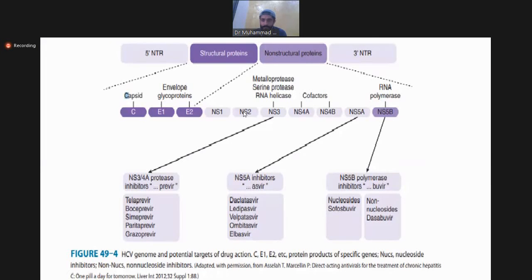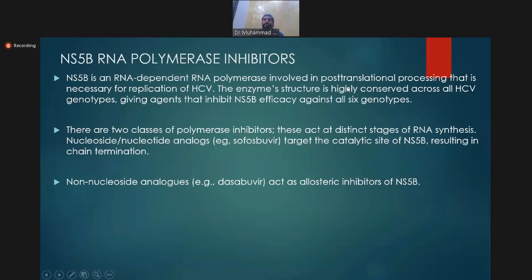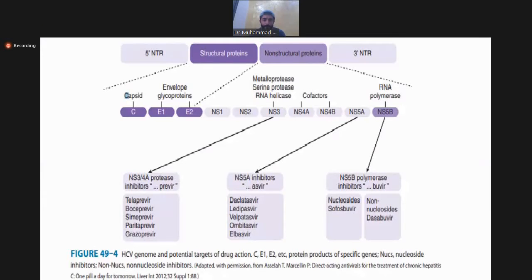As we talked about, NS5B is an RNA-dependent RNA polymerase involved in the post-translational processing that is necessary for the replication of hepatitis C virus. The enzyme's structure is highly conserved across all HCV genotypes, giving agents that inhibit NS5B drug efficacy against all 6 genotypes. Basically, we talked about non-nucleoside analogs such as Dasabuvir, and we have the nucleoside analogs such as Sofosbuvir.